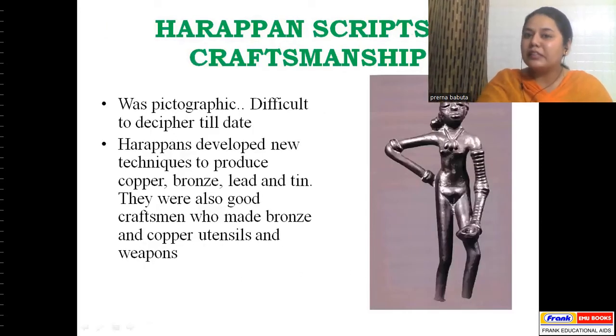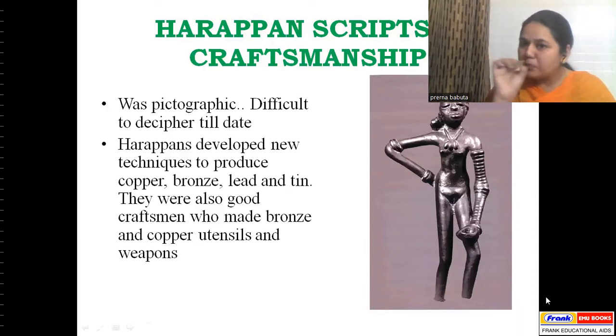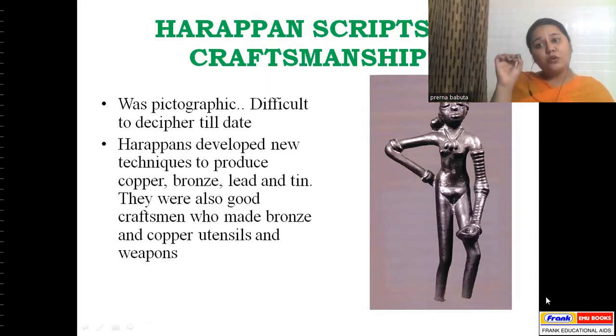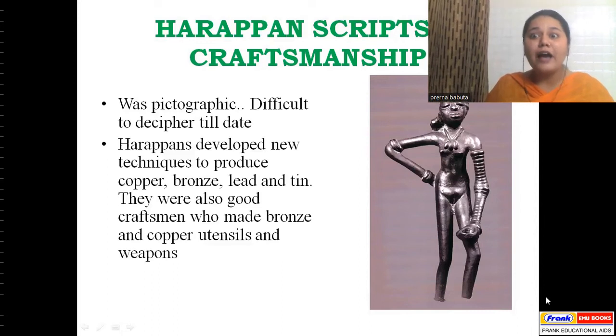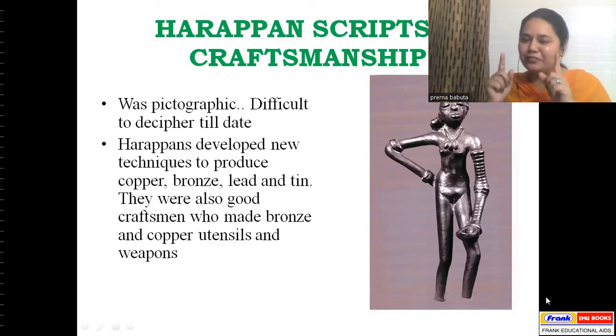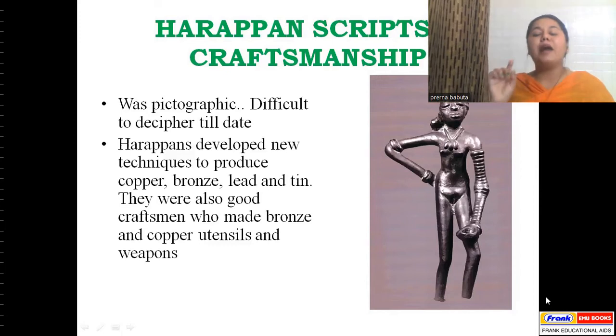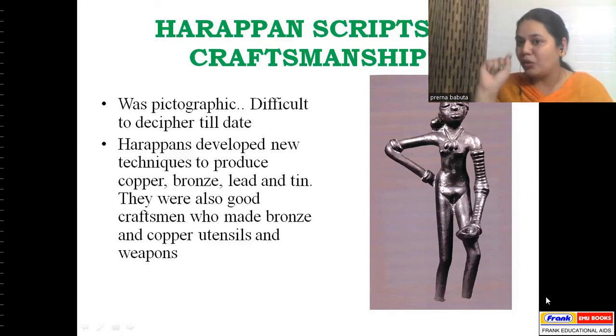Then we talk about the script and craftsmanship. Now we are talking about some written records. What was this? It was pictographic. So there was no language as such, but through certain symbols, man used to communicate something. Like you have emojis on your phone today, smiling, angry, crying, angel. So maybe through pictures and symbols, people of the Harappan civilization communicated with each other. But even today, it is difficult to understand what those symbols signify.